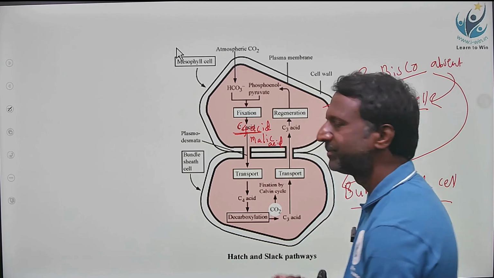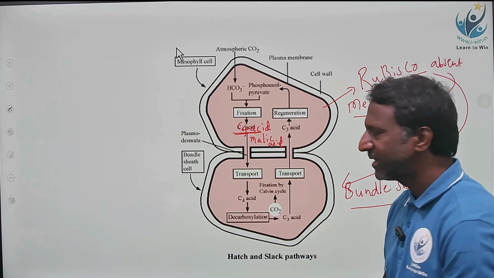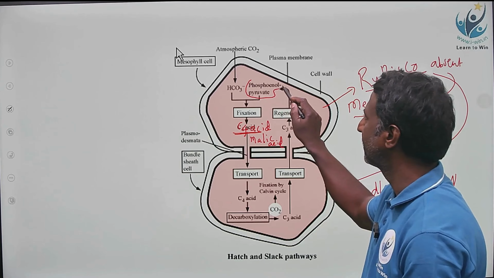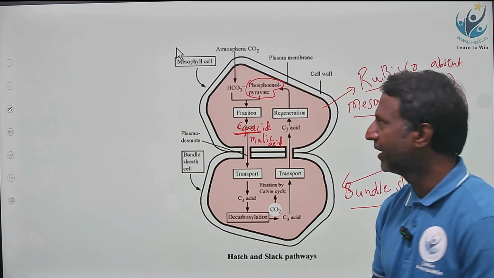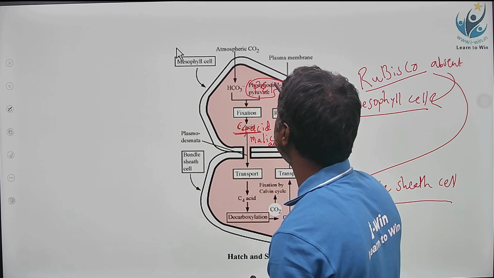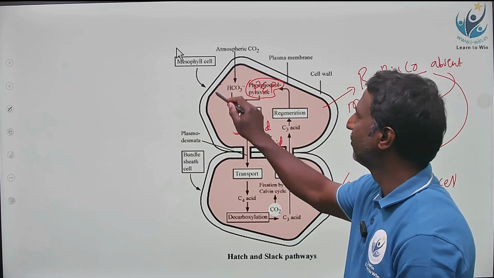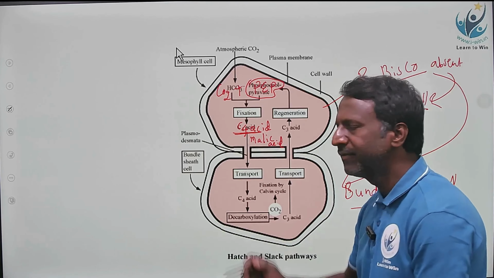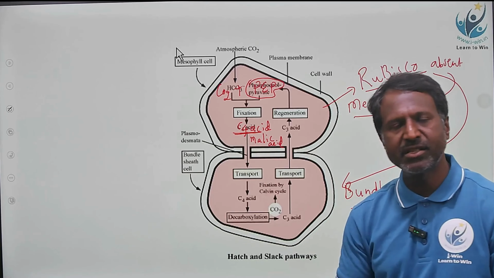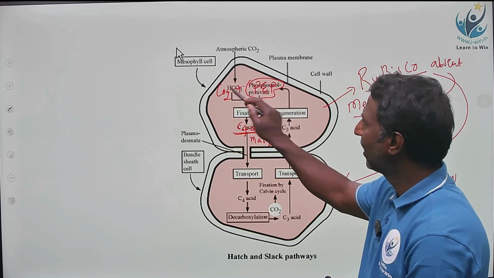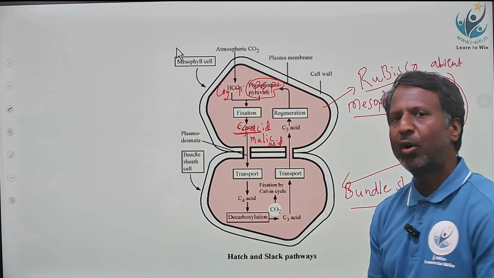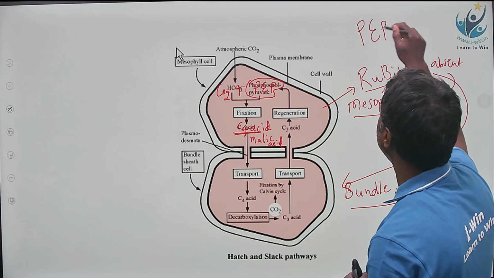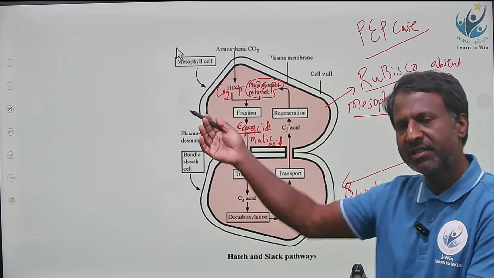How is this malic acid formed? It is formed by the fixation of phosphoenol pyruvate, shortly I call it PEP. This PEP and the CO2 combine together and form a C4 acid. That C4 acid is called malic acid. In order to combine this PEP and CO2, obviously we need an enzyme. That enzyme is called PEP case, which I explained before this slide.